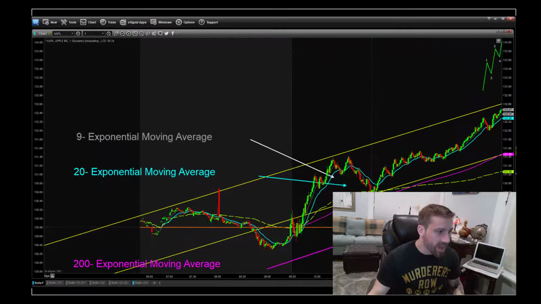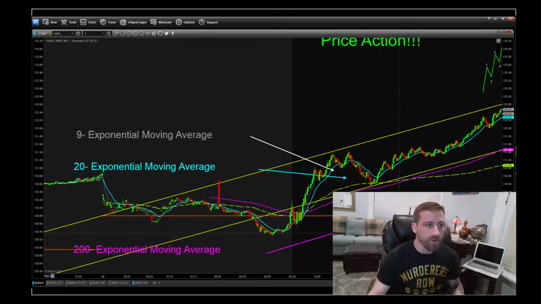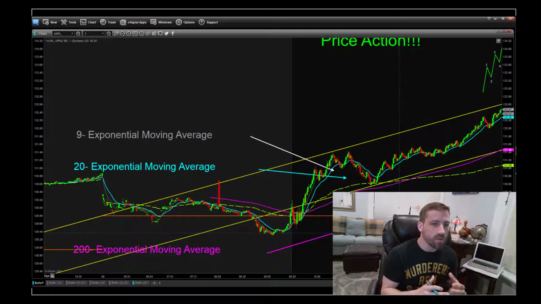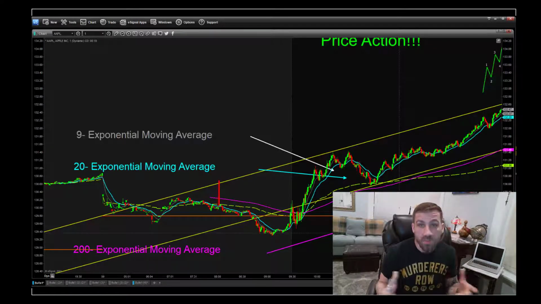So, as far as where I got these indicators from, they're just what I have found to work best for me. Some people use a 50 exponential moving average or they use a 100 exponential moving average. You can experiment with that, right? And see what works for you.